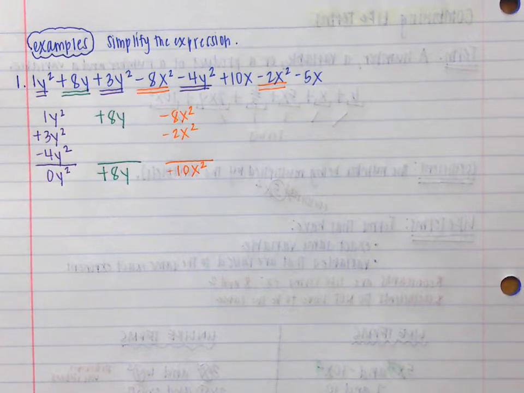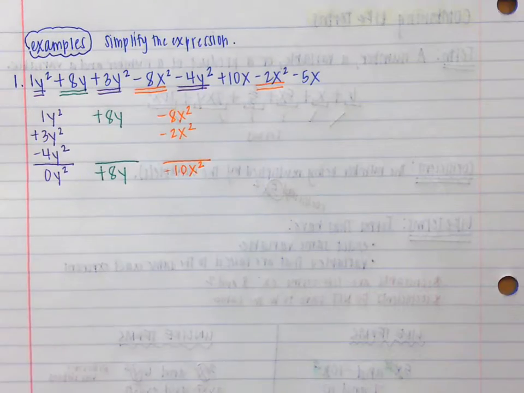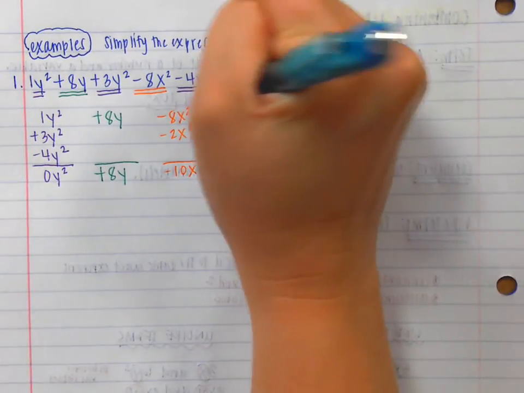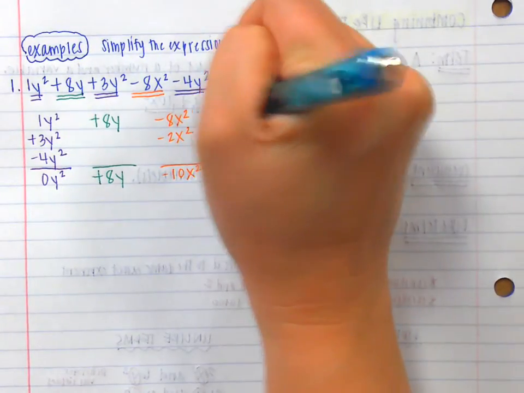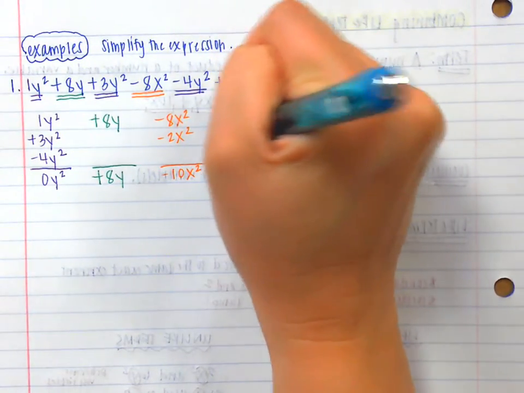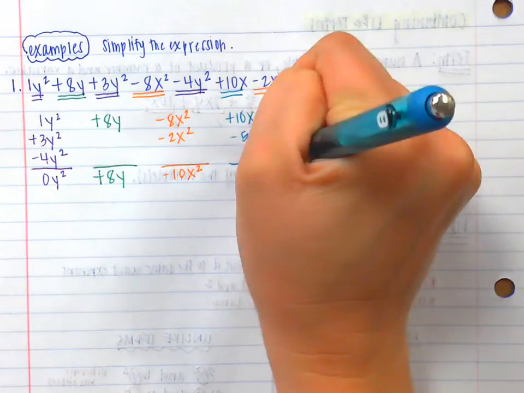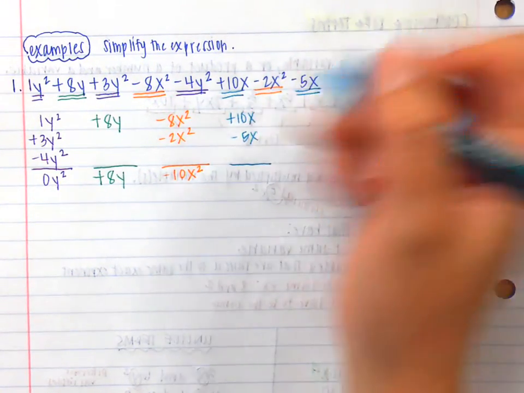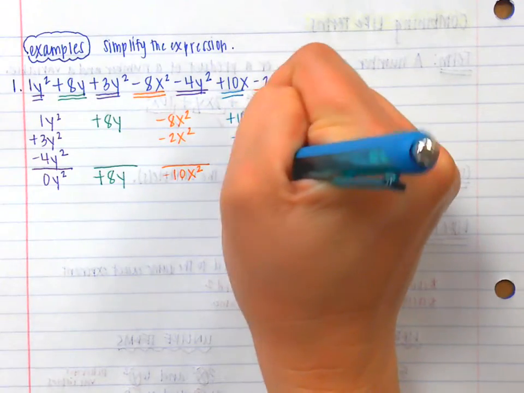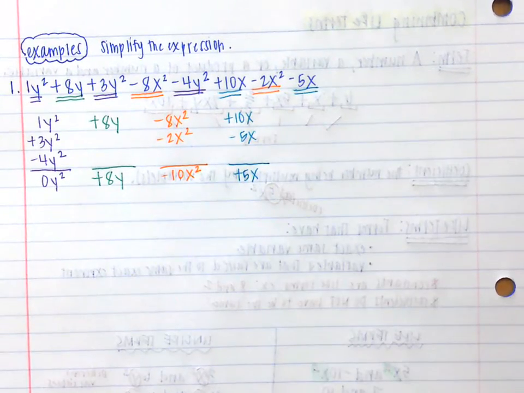Notice we're just adding or subtracting the coefficients together. The variable is not changing. Okay, and then the last one, we have 10x can combine with negative 5x. So I look at those coefficients, 10 minus 5, keep the x the same. That gets me positive 5x.